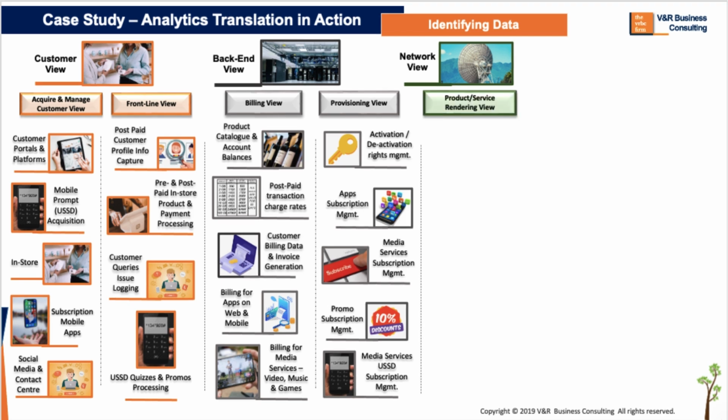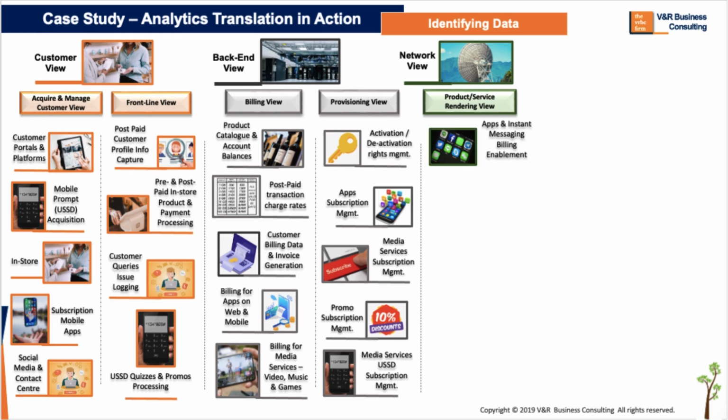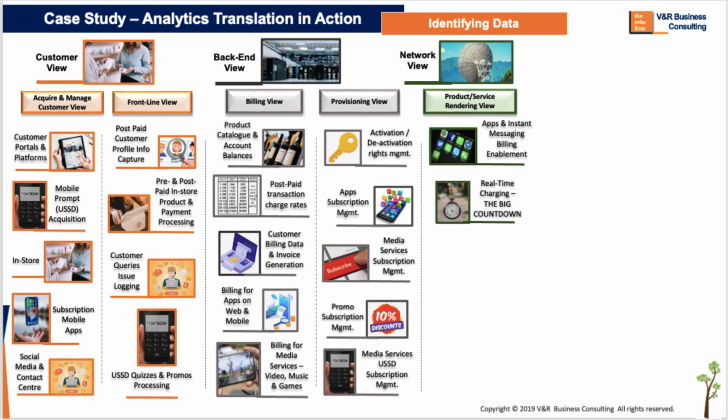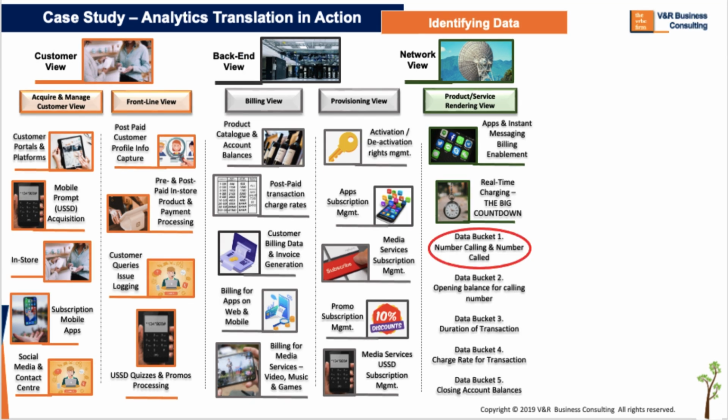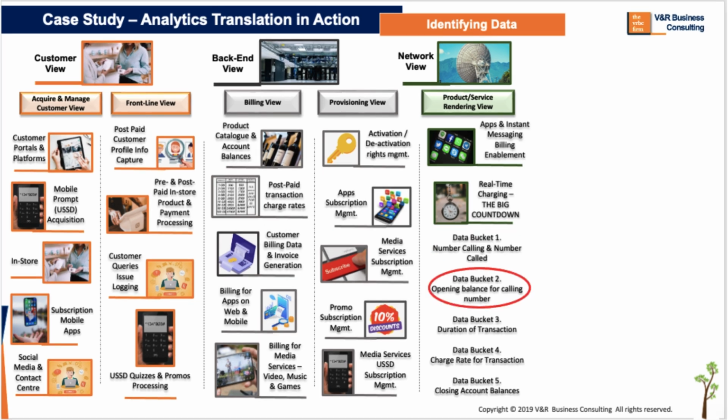Let's look at how products and services are rendered here. There's the component or system that allows for apps and instant messaging billing. This is more of an integration between the app and instant messaging platform billing and the mobile operator billing systems. Then, there's a series of data buckets, technically referred to as CDRs, where the countdown for the usage of data and airtime happens. The first bucket stores records of numbers called and the number that did the calling in each case. The second bucket records the opening balance for the calling number.